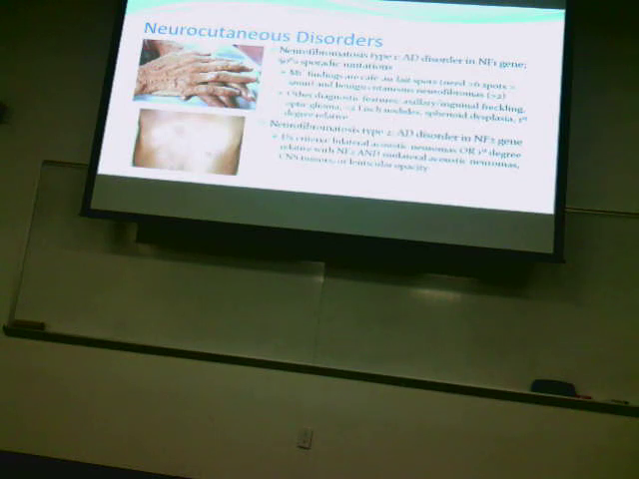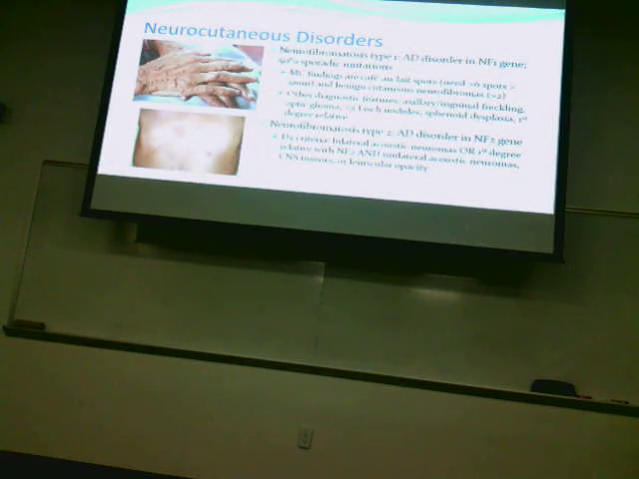So cafe au lait spots is one criteria, and another one is benign cutaneous neurofibromas, and you need more than 2 of them. Other diagnostic features that are suggestive of NF are going to be your axillary or inguinal freckling, optic glioma, or more than 2 Lisch nodules, sphenoid dysplasia, or a first-degree relative with the disease.